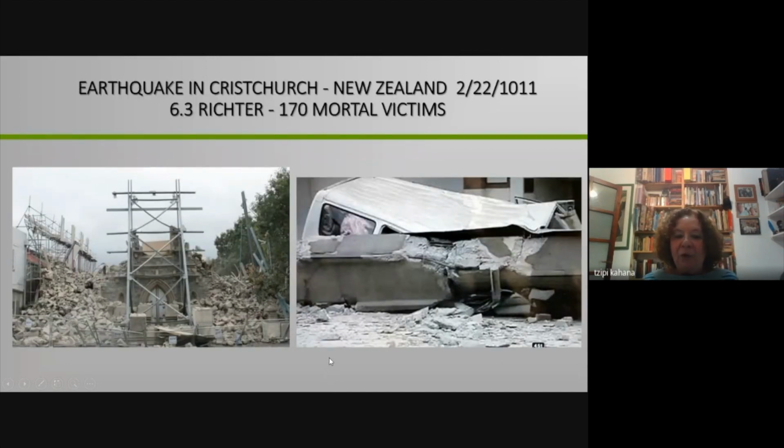Now, the conditions in which the data is collected might affect the way we're going to do it. I'll give you a couple of examples. We had a terrible earthquake in Christchurch in 2011, and we had 170 victims to identify.